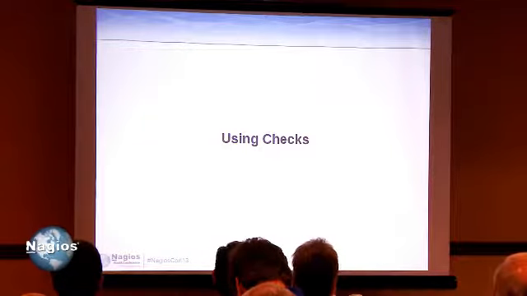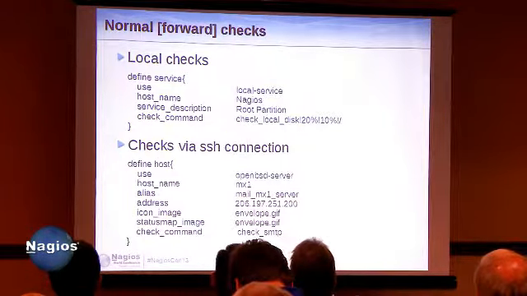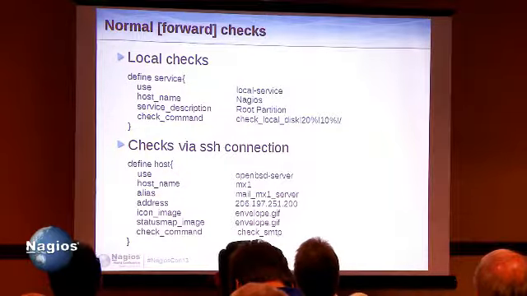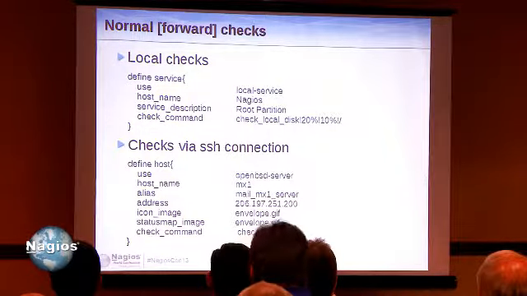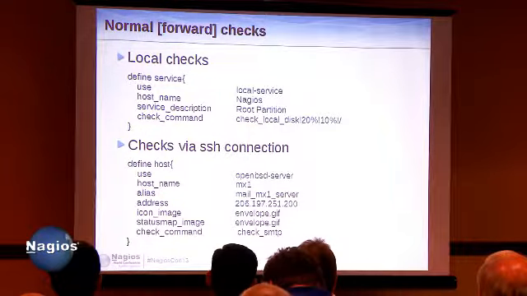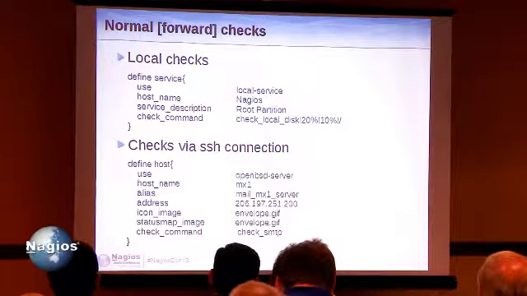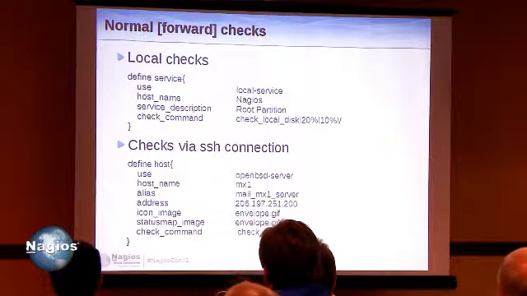So what are we going to do with those tunnels? Well, we can use any kind of check we want out there. Here's a local check, which everybody's seen. Local service, hostname Nagios, root partition, check local disks. If you want to check via SSH, you have to add things like an IP address. You may want an alias, icons, check command.